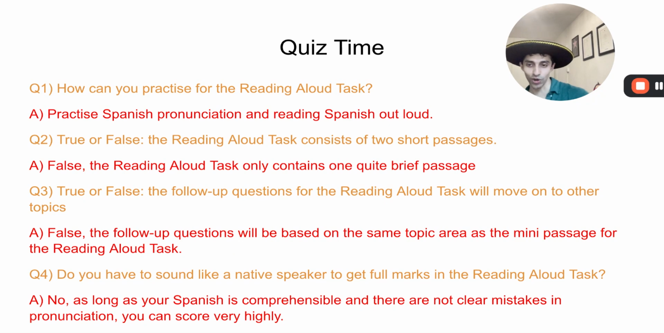So you certainly don't have to sound like a native speaker to get full marks or close to that full marks in the reading aloud task. The main thing is that your Spanish is comprehensible and that there are not clear mistakes in the pronunciation. And as long as that's the case, you can score very highly. So certainly do practice things like sound symbol correspondences, practice your pronunciation and being able to read Spanish out loud. But bear in mind that you do not have to sound like a native speaker.